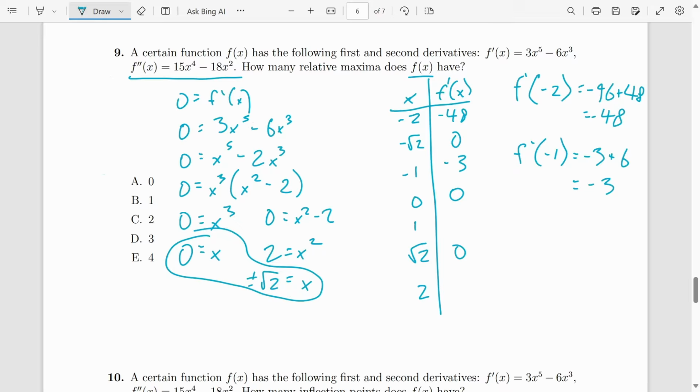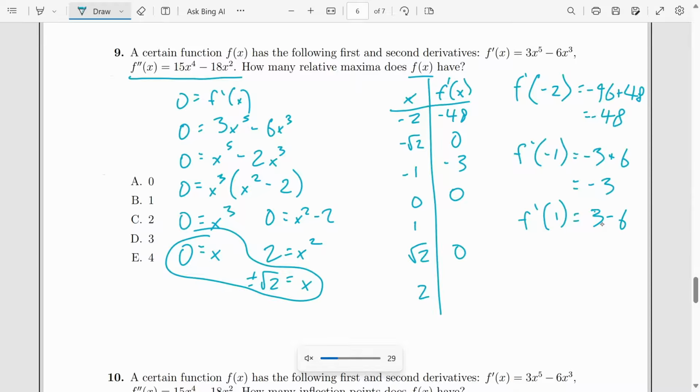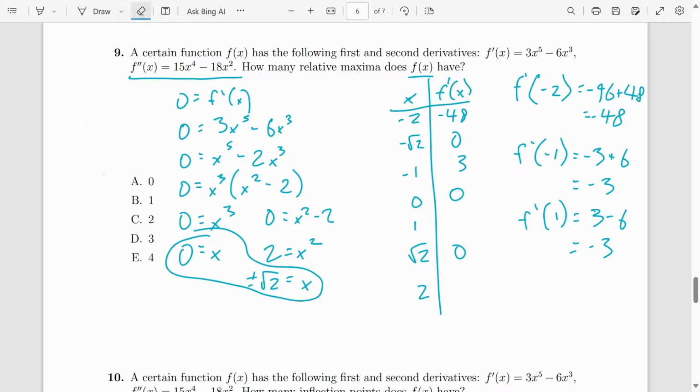Put that there. And then positive 1, I think this is going to be the exact same thing, but with the sign flipped. So f prime of 1 is going to be 3 minus 6, which equals negative 3. Oh, I messed that last one up, didn't I? It's supposed to be positive 3. Negative 3 plus 6 is positive 3. Okay, there we go.